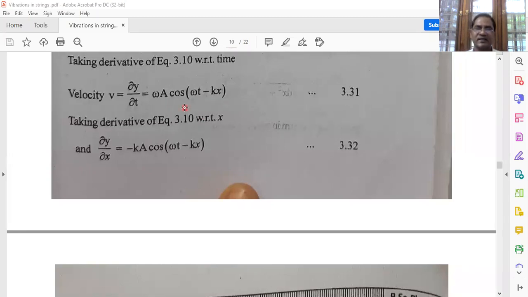Similarly, from the expression y equal to A sine of (omega t minus kx), you differentiate that with respect to x. Then you will get dou y by dou x.